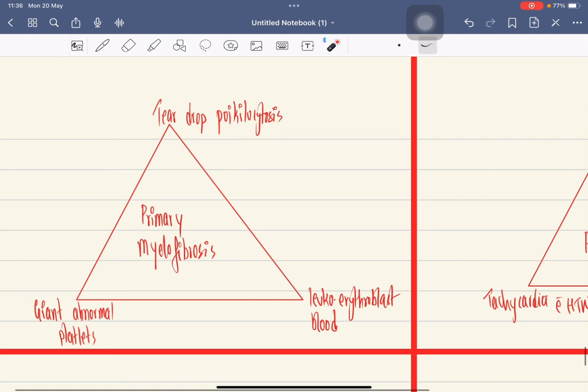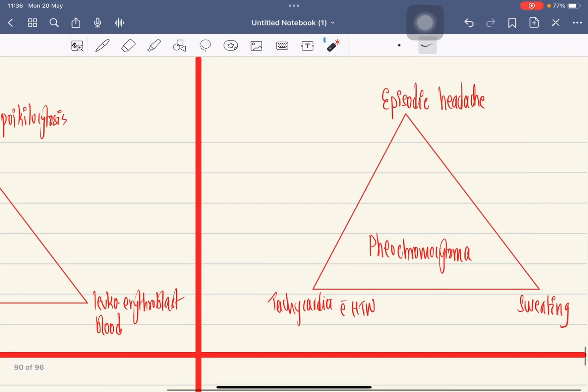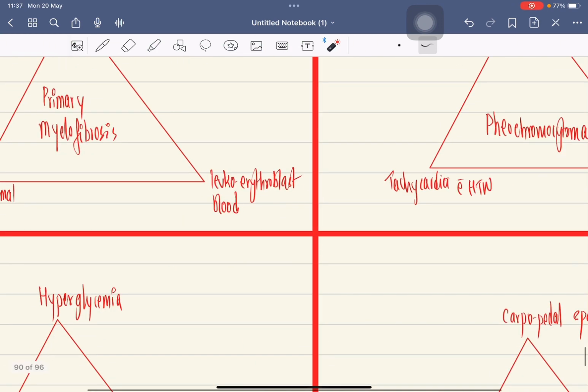Next, we have primary myelofibrosis. It consists of the triad of teardrop poikilocytosis, giant abnormal platelets, and leukoerythroblastic picture in the blood. Next, we have pheochromocytoma. This consists of excessive sweating, episodic headache, and tachycardia or palpitations with hypertension.